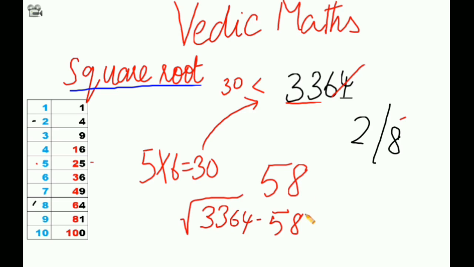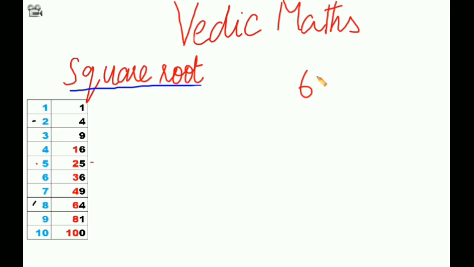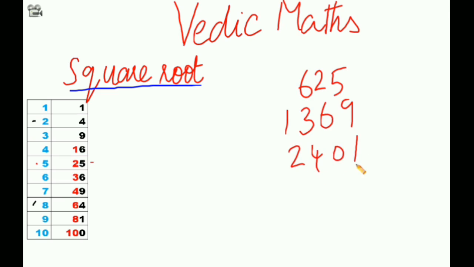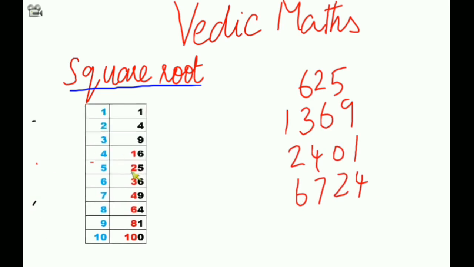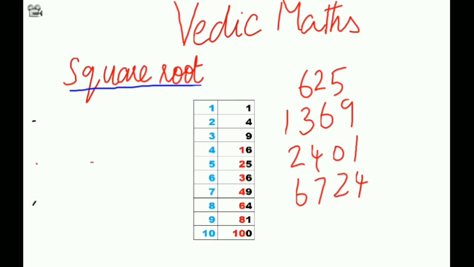So with the help of this table, you can easily find out the square roots. Now I am giving some examples. Find out the square roots using this table and put your answer in the comment box. Rather than the answer, the timing is very important. So check out the timing also, note it down and put it in the comment box.